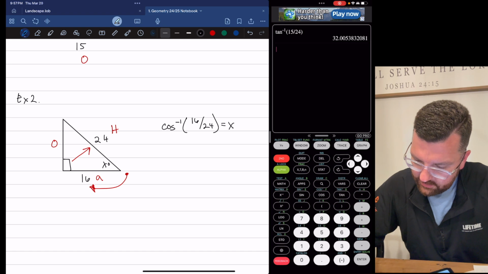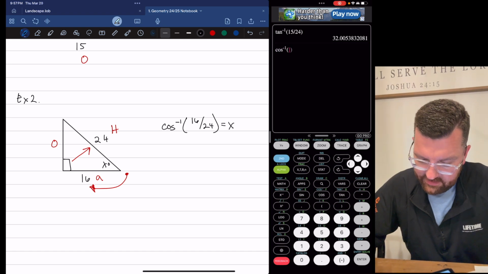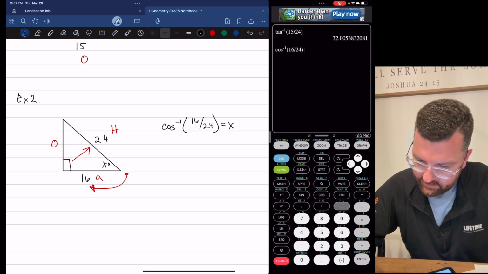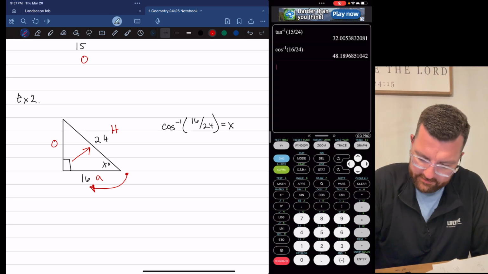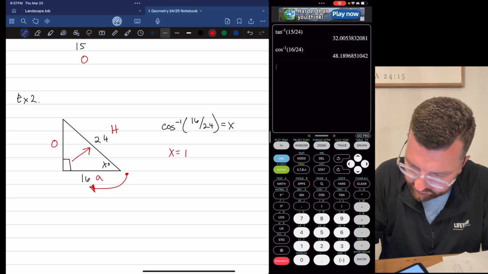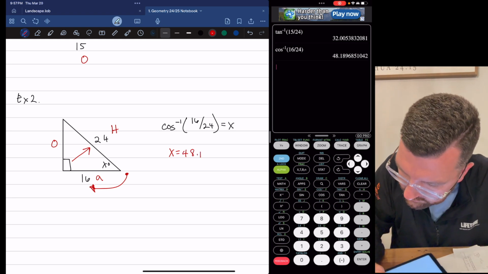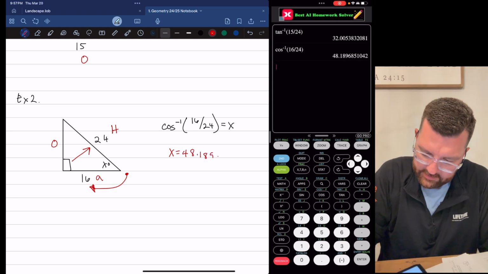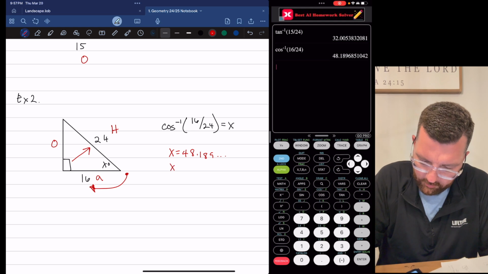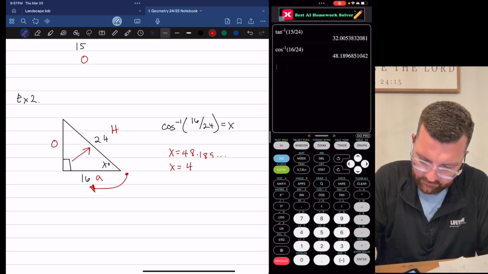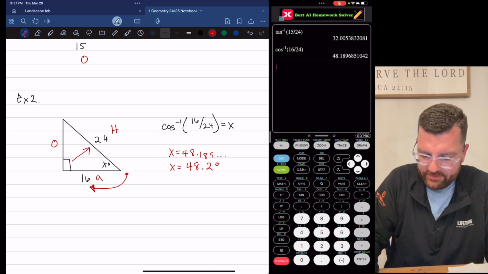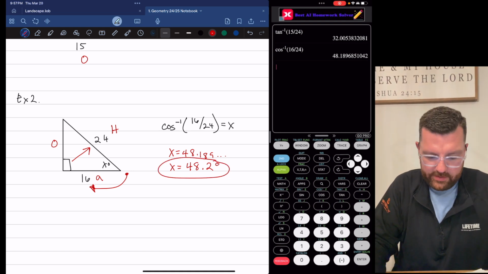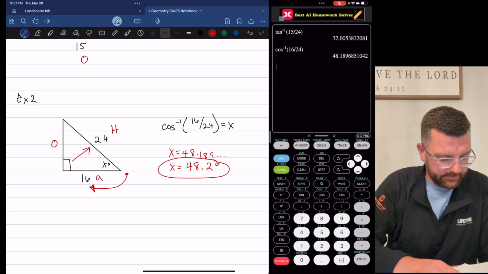Second cosine, that gives me the inverse of cosine, 16 divided by 24, close parentheses, and there's my angle, my answer here. X equals 48.189, and continues. And if I round that one place past the decimal, that's going to give me 48.2. There's my answer. And it's really degrees. 48.2 degrees. Okay.